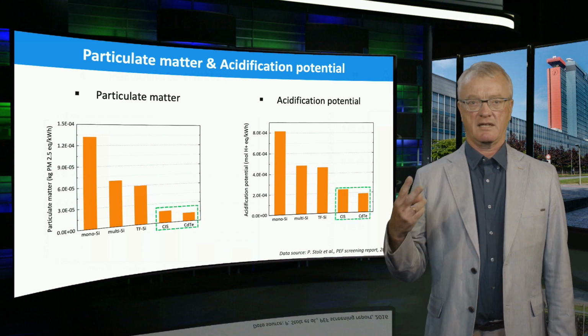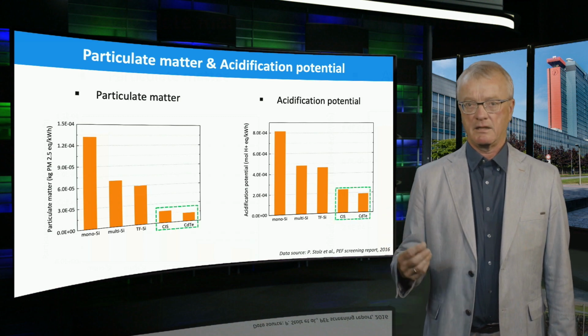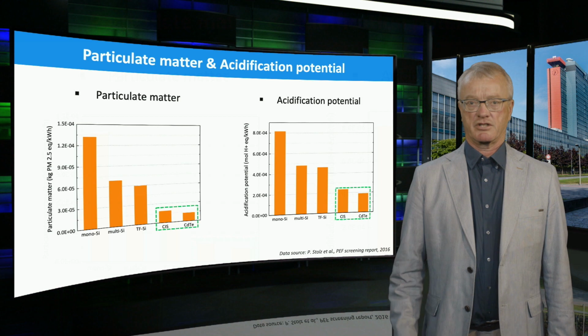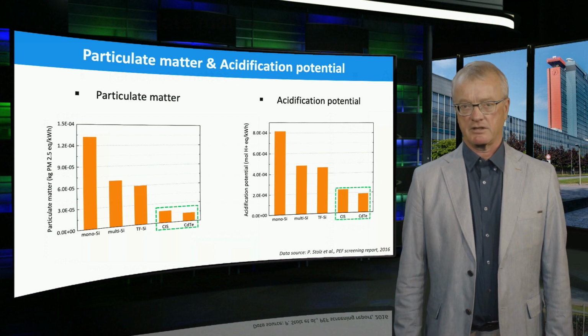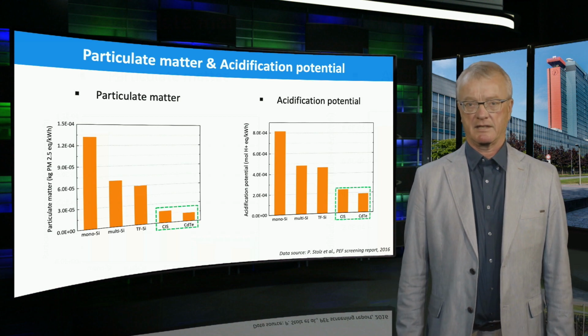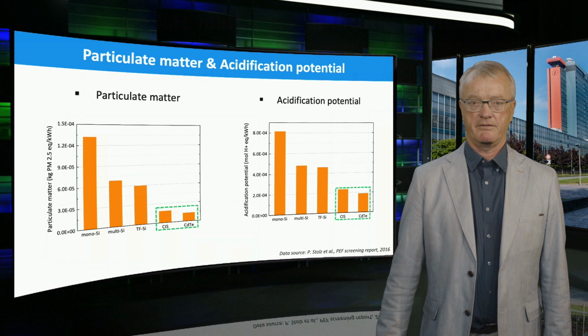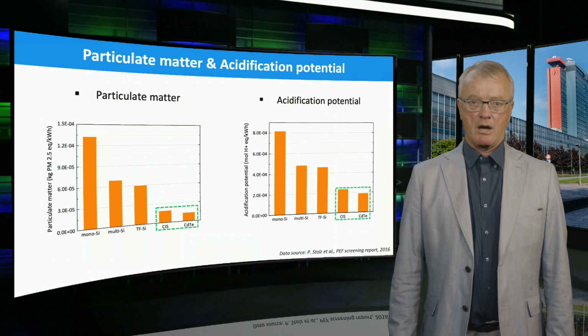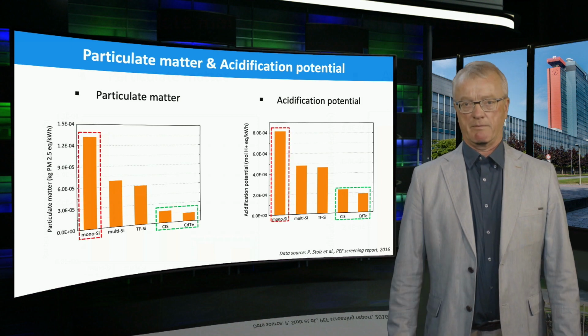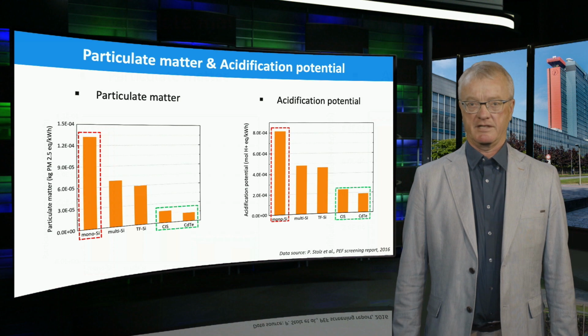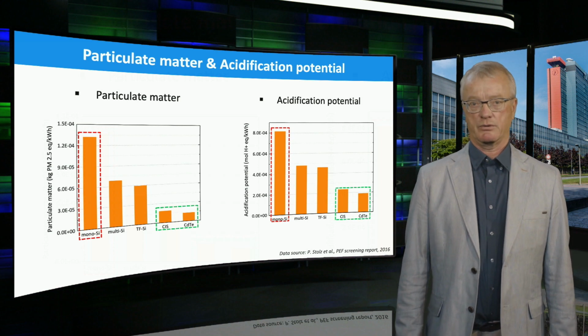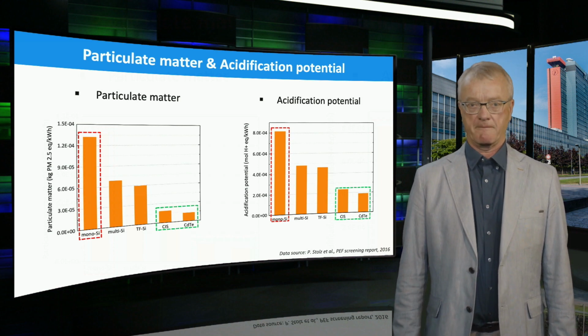These 2 indicators show a similar pattern. The electricity production with cadmium telluride PV panels leads to the lowest particulate matter and acidification potential impact, followed by the production of CIS PV panels, while the electricity production with monocrystalline silicon PV panels leads to much higher impact compared to cadmium telluride PV technology.